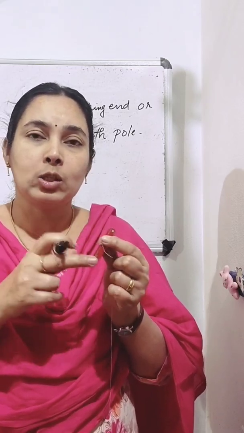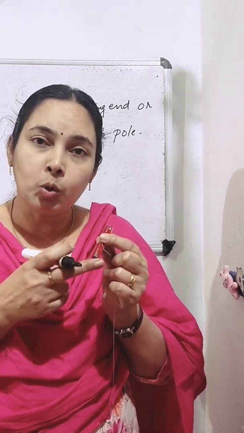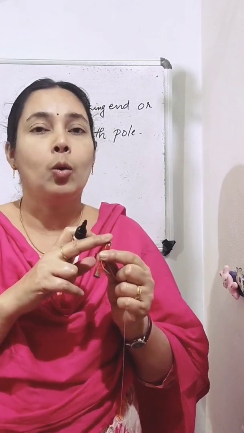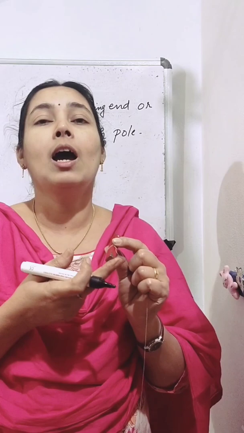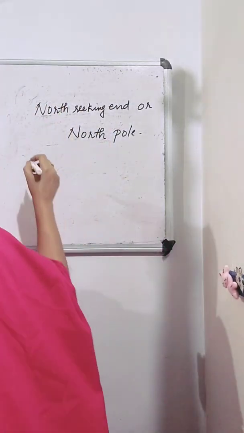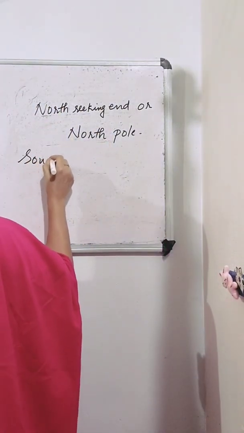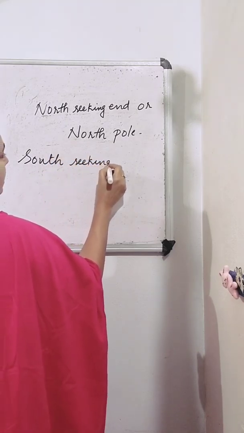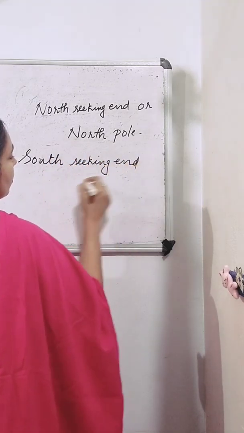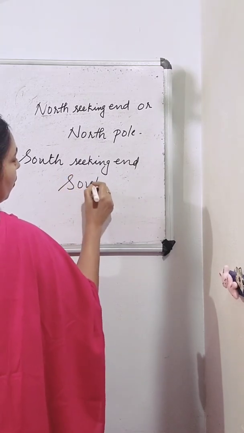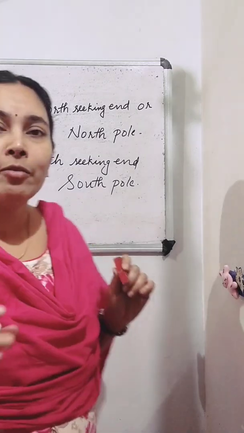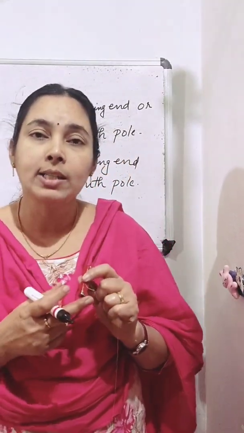We know a magnet has two ends or two poles. One pole is called the north-seeking end or north pole. What about the other end? That is called the south-seeking end, or it is called the south pole. So which are the two poles of a magnet? North pole and south pole.